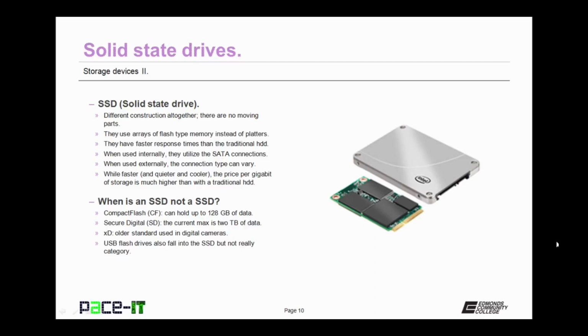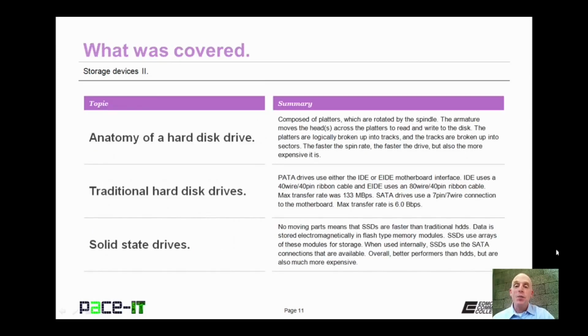Now that concludes this session on storage devices part 2. We talked about the anatomy of a hard disk drive. We talked about some aspects of the traditional hard disk drive, and then we briefly touched on solid state drives.